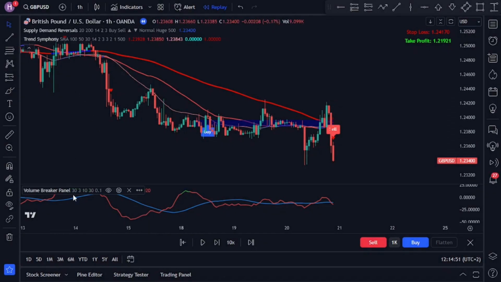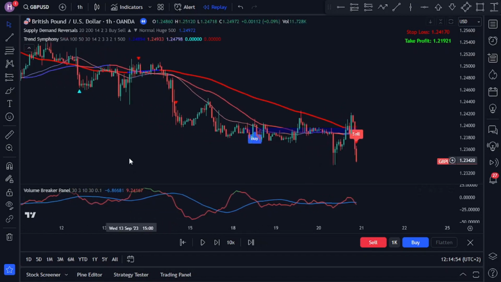However, this time we are going to build a complete trading strategy. So on the chart, we currently have the British pound against the US dollar in the hourly time frame.